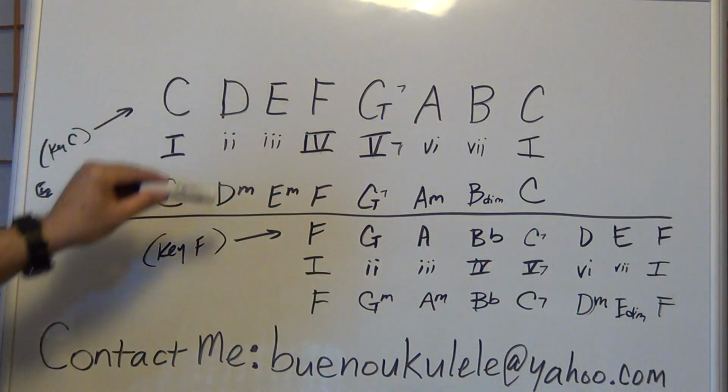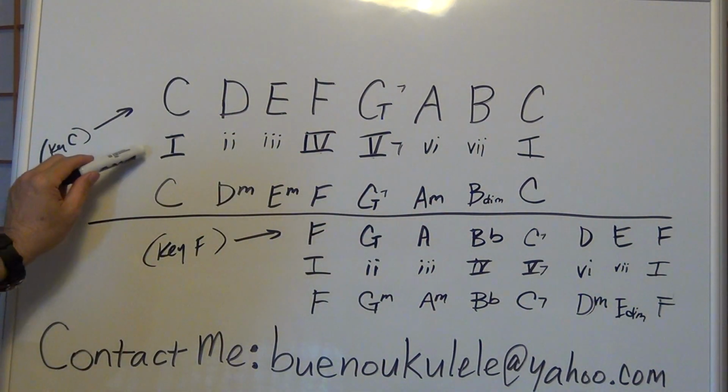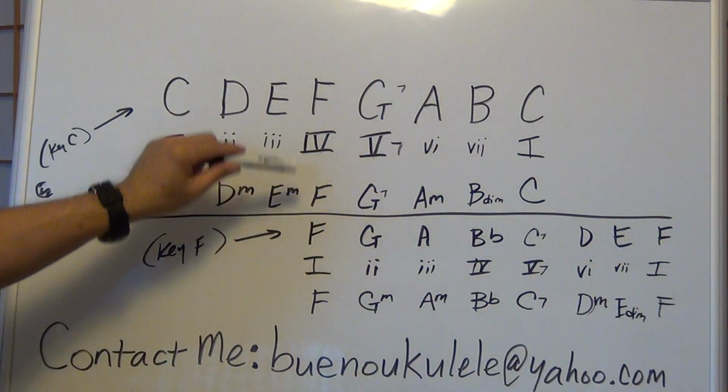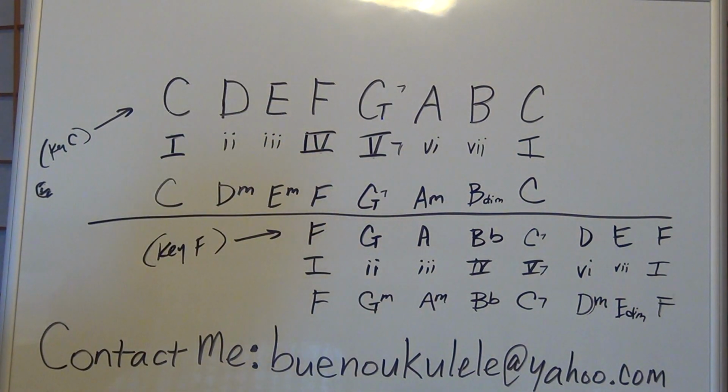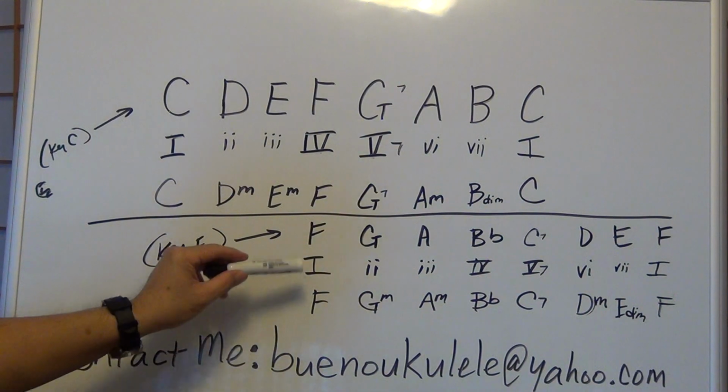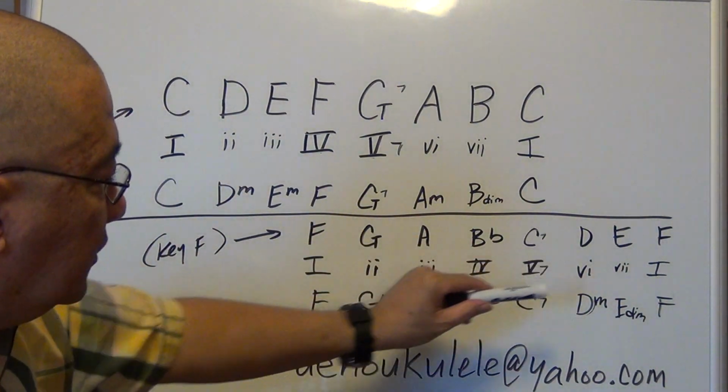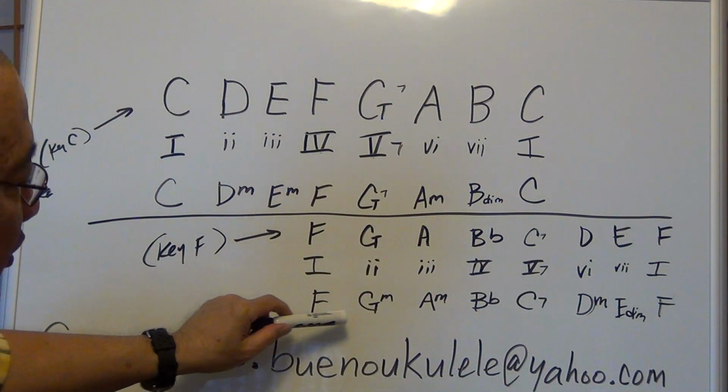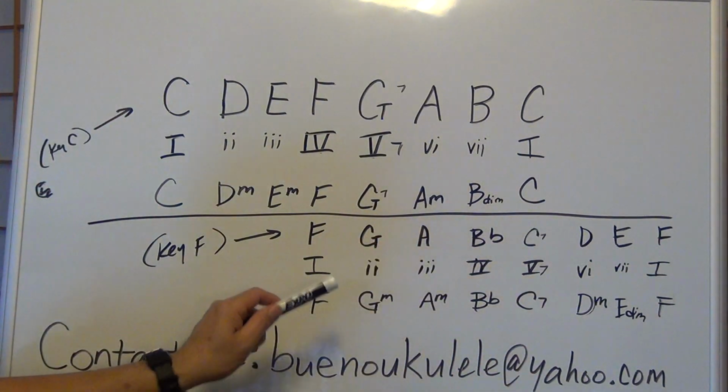See how it relates to every letter? Okay, and these are the Roman numeral names for this key of C. Okay, key of F, same thing. Key of F, Roman numerals, and then these are the chords that are in the key of F.